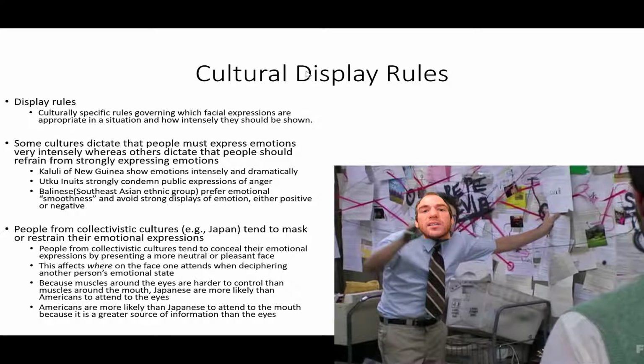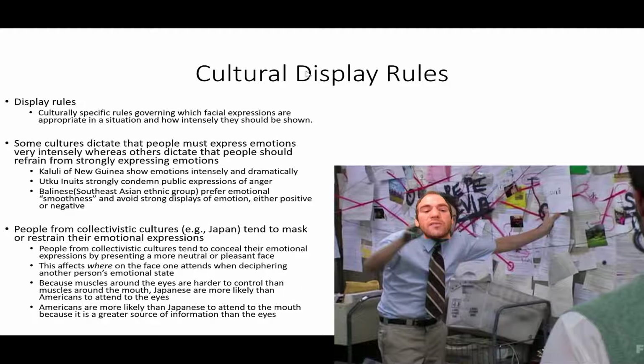Thus, as stated, collectivist cultures tend to mask or restrain their emotional expressions, and this can actually be measured in eye tracking data. So basically, you hook up a machine to an individual, which tracks literally where they're looking, and so you can hook up groups of individuals, or an individual from different groups, to an eye tracking machine, and then track where a participant is looking on a face.